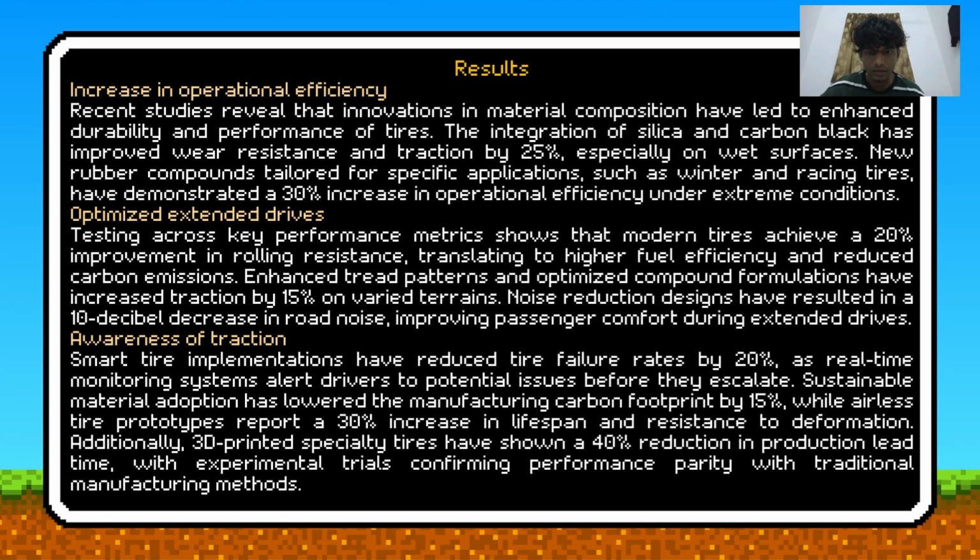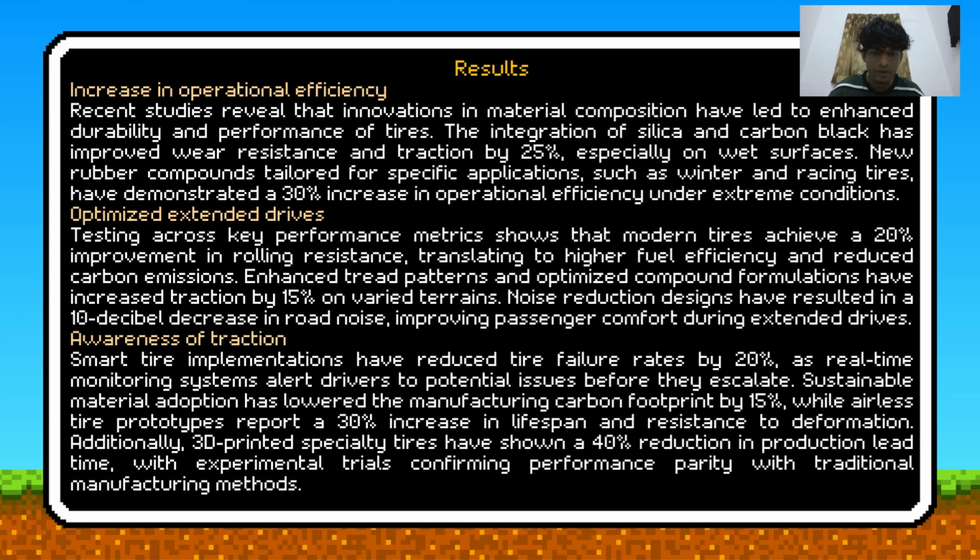The next one is the results. The first one is increased operational efficiency. A recent study reveals that innovations in material composition have led to enhanced durability and performance of tires. The integration of silica and carbon black has improved wear resistance and traction by 25%, especially on wet surfaces. New rubber compounds tailored for specific applications, such as winter and racing tires, have demonstrated a 30% increase in operational efficiency under extreme conditions.